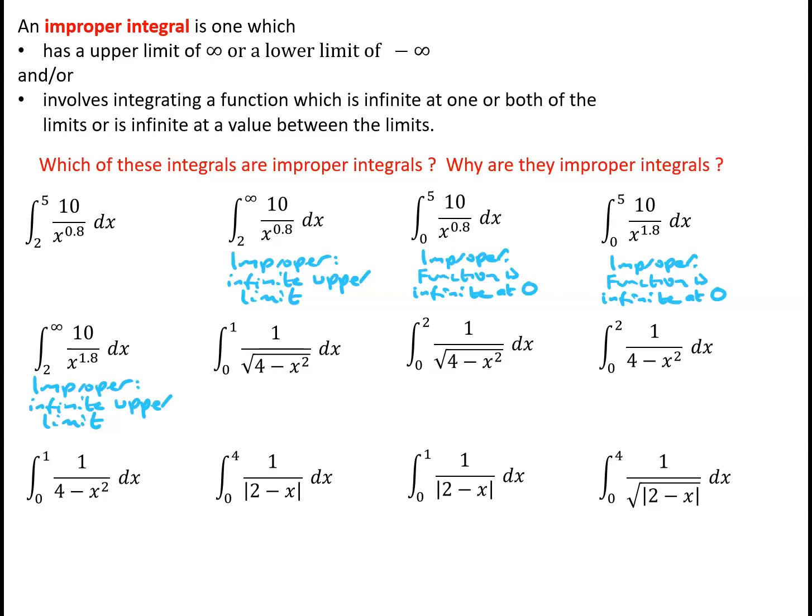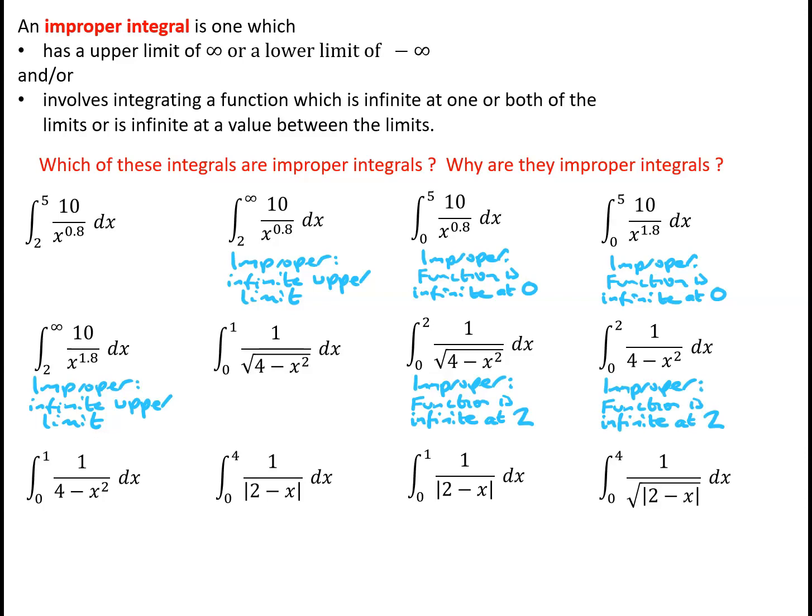The integral between 0 and 1 of 1 over the root of 4 minus x squared. Well, between 0 and 1, 4 minus x squared lies between 4 and 3. So it doesn't ever become 0, so 1 over the root of 4 minus x squared is perfectly well behaved between 0 and 1, so that is a proper integral. 1 over the root of 4 minus x squared is going to be infinite when x equals 2, so that is an improper integral. 1 over 4 minus x squared is going to be infinite when x equals 2, so that is an improper integral.